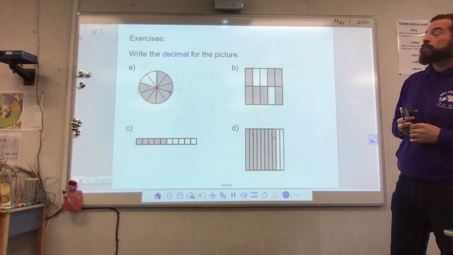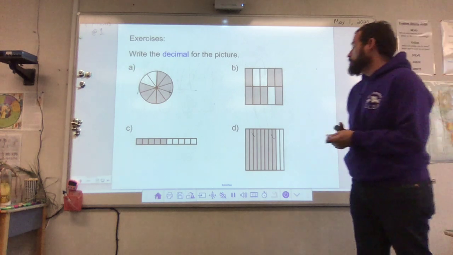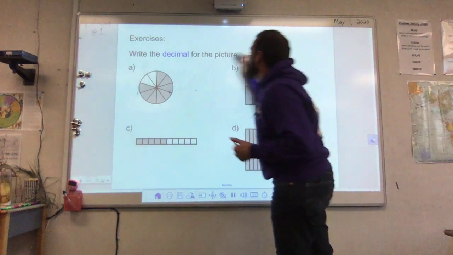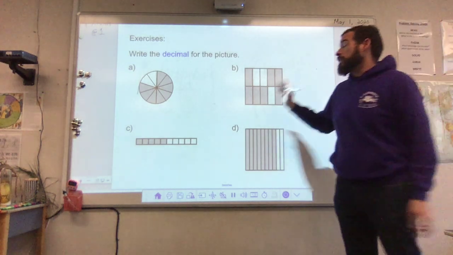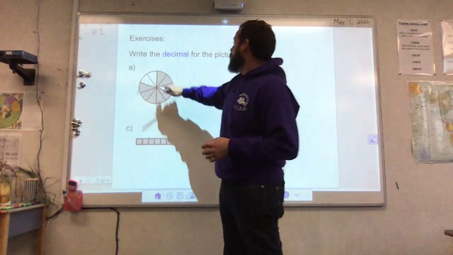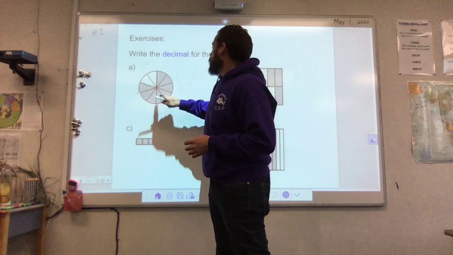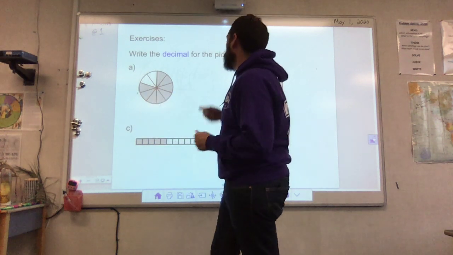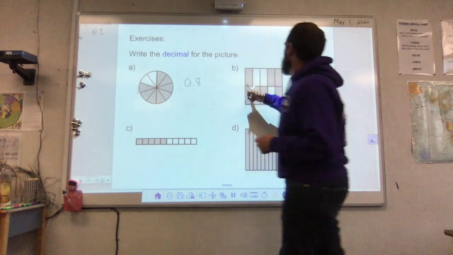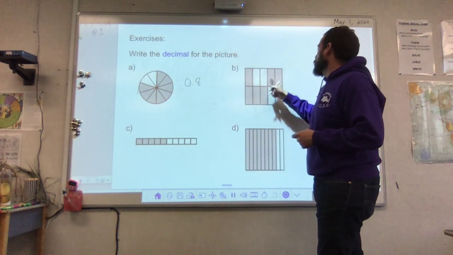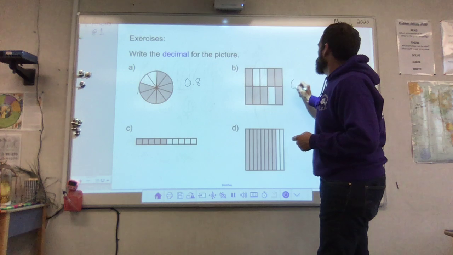Now we're writing a decimal for each picture. And again, all these are divided into tenths, so I just need to count the shaded parts, and that will tell me what my decimal is going to be. So I got 1, 2, 3, 4, 5, 6, 7, 8. So I know that's going to be 8 tenths, which we write as 0.8. Here, 1, 2, 3, 4, 5, 6, 7. So 7 tenths.